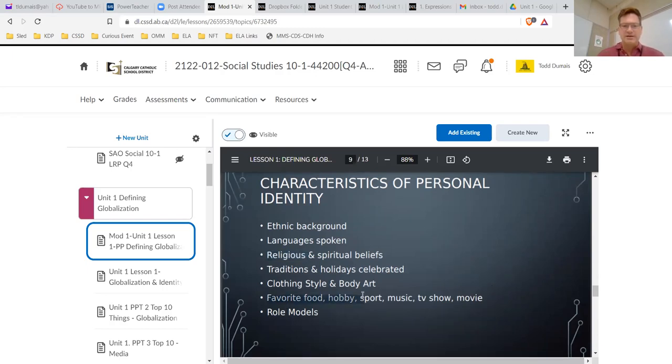The things that you like, people, your role models and those kinds of things. And I know yesterday I sent out a Padlet link to introduce yourself, and I'll certainly look at that to have a little better understanding of who you are and things that are important to you.